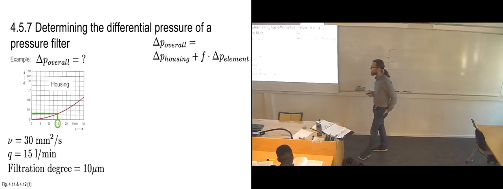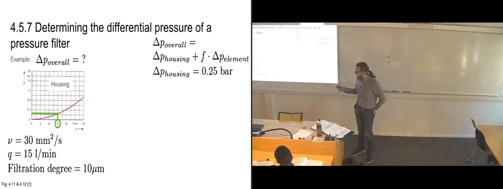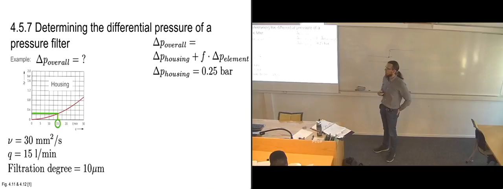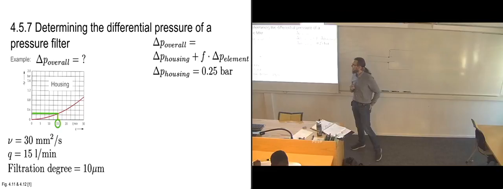If you look here at 15 liters per minute, which is our flow, we have liters per minute on this axis. So 15 is where we need to go. We go up to the curve and then over to the side. We see we have approximately 0.25 bars of pressure difference in the housing.